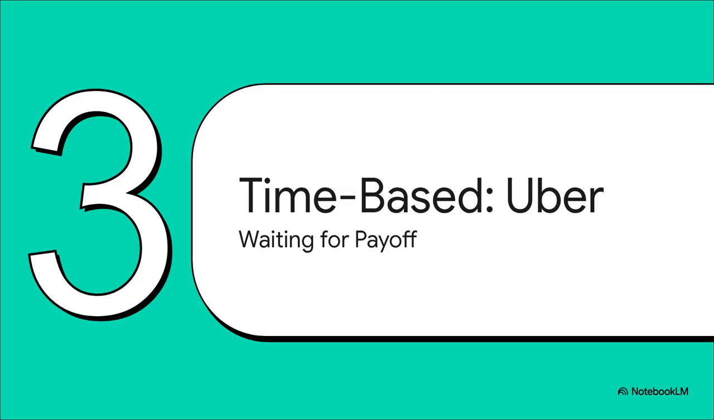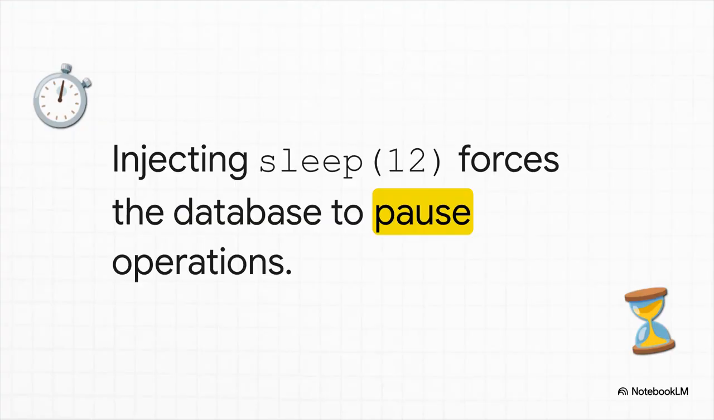Section 3. Time-based attacks. Uber. So what happens when the page doesn't change at all? Hacker Orange Tie was looking at an encoded Uber unsubscribe email link. He decoded it, injected this tiny little snippet of text, and sleep 12 equals 1, re-encoded it, and clicked the link. The website took exactly 12 seconds to load.